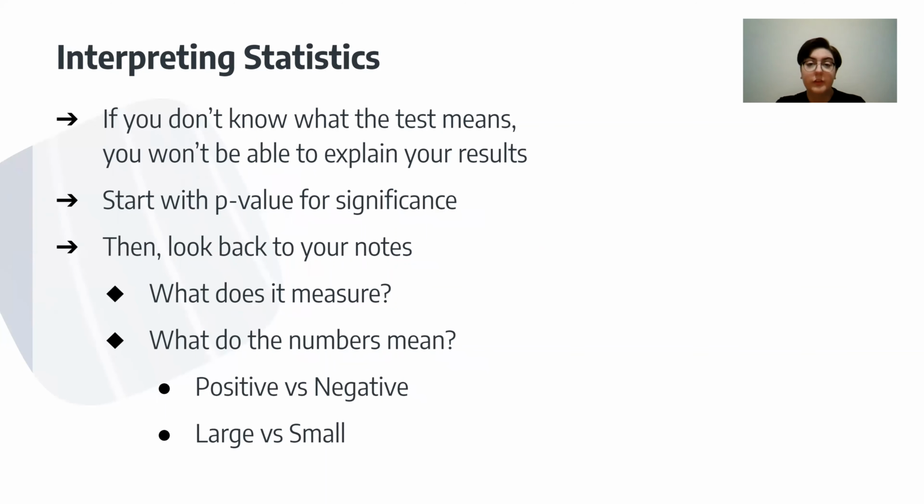So just an overview to start with, interpreting statistics. If you don't know what a test means, you're not going to be able to explain your results. So I'd always start, once you have the test, by looking at the p-value for significance. Because if it's not significant, you're not going to have to care about what the specific number means that you got for the test, for the correlation, or anything like that, because it's not significant, so the specific number doesn't really matter.